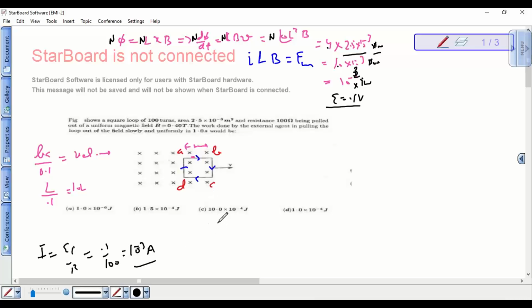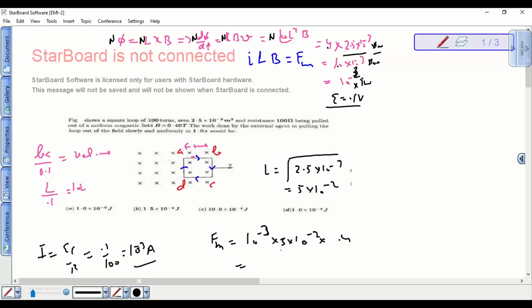So once we have the current flowing in the loop, we are able to find the magnetic force on AD, which is I L B. The length of this loop is simply the square root of 2.5 into 10 to the power minus 3, which is 5 into 10 to the power minus 2. Magnetic field is 0.4. So 5 into 0.4 is simply 2 into 10 to the power minus 5. So this basically gives you the magnetic force.